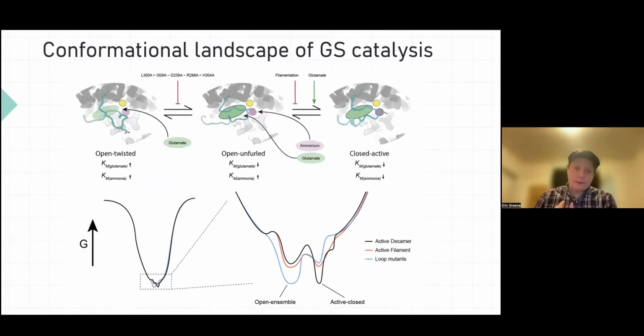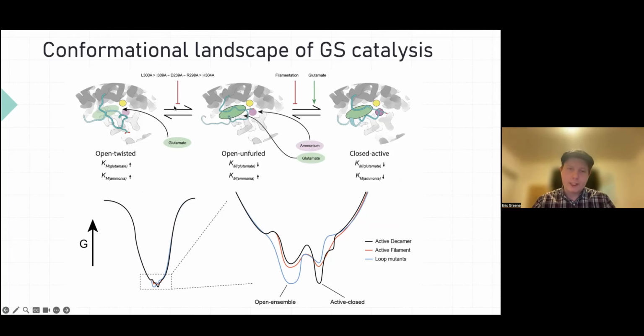So our overall model for the conformational landscape of GS under catalysis is we can have our active site loop. Upon ATP binding, there's a conformational change that induces disorder in the loop. And sometimes you can have very high disorder, such as conformations like this open twisted that we saw in the ensemble. If this conformational landscape is favored, then KMs for glutamate and ammonia are quite high. If you make any disrupting mutations to the loop itself, you'll promote this open, twisted, high KM state.